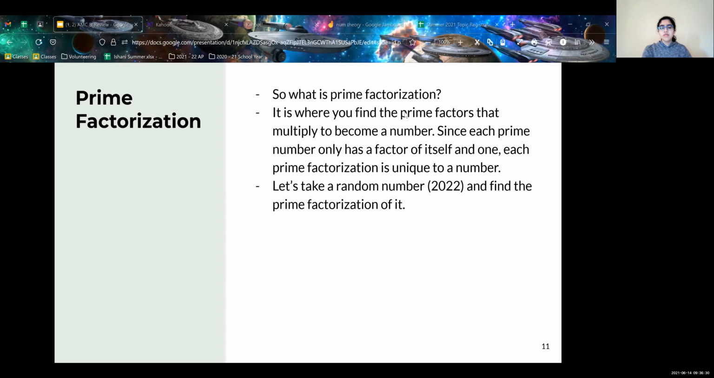Off the top of your head, you can see that it's divisible by 2 because it ends in an even number, right? So we will factor out 2, and then we can also see that it's divisible by 3 because 2 plus 2 plus 2 is 6, a multiple of 3. And then we are left with 337, and 337 is a prime number. So we see that the prime factorization of 2022 is 2 times 3 times 337.